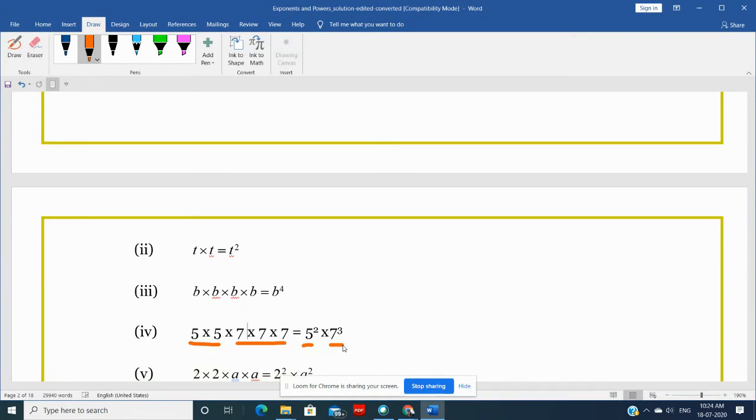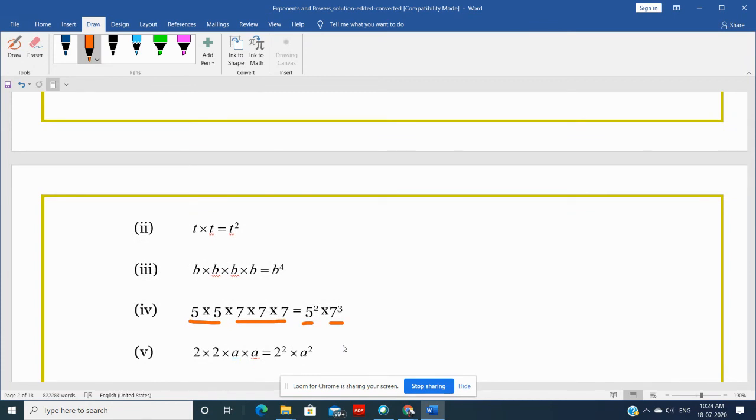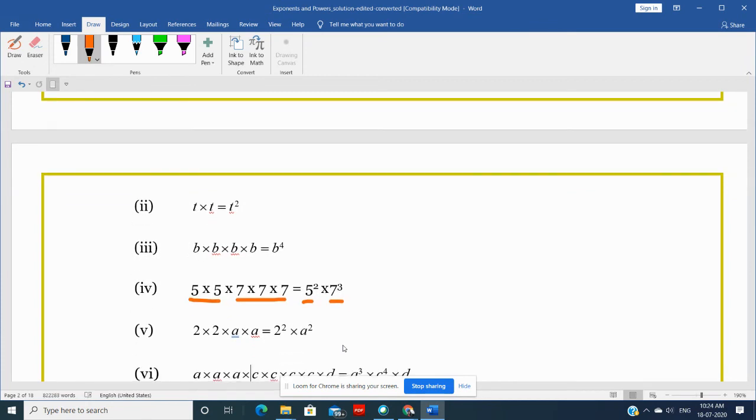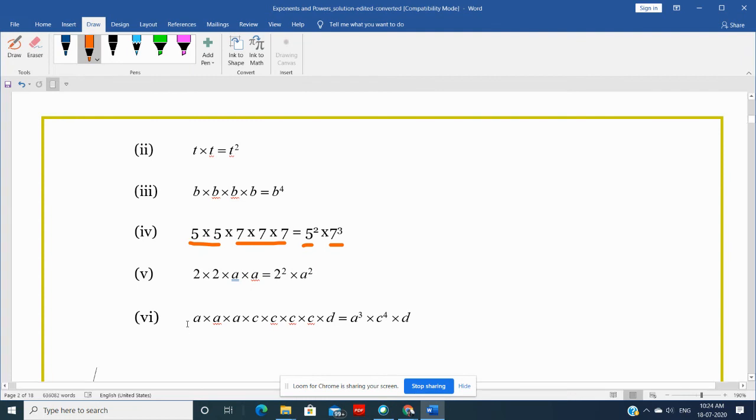Now, the next question is a 2 times and a 2 times means naturally 2 square multiplied by a square. Next question is a 3 times, c 4 times and d just 1 time. So we can say that a cube, c raised to the power of 4 and d just nothing.